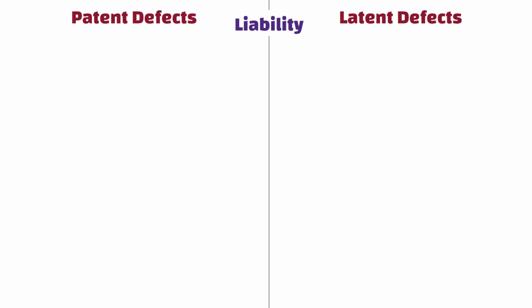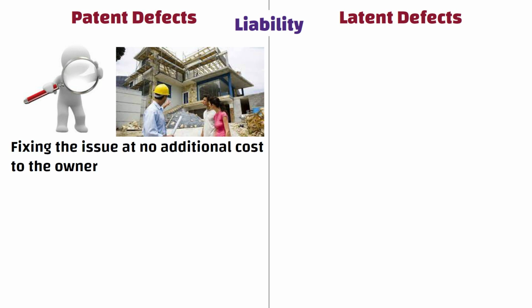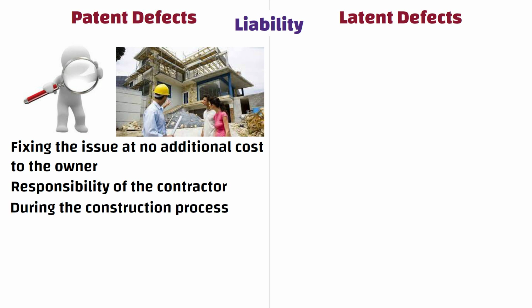Liability: if a patent defect is identified, the contractor is usually responsible for fixing the issue at no additional cost to the owner. This is because the patent defects are considered to be the responsibility of the contractor, as they should have been identified during the construction process.